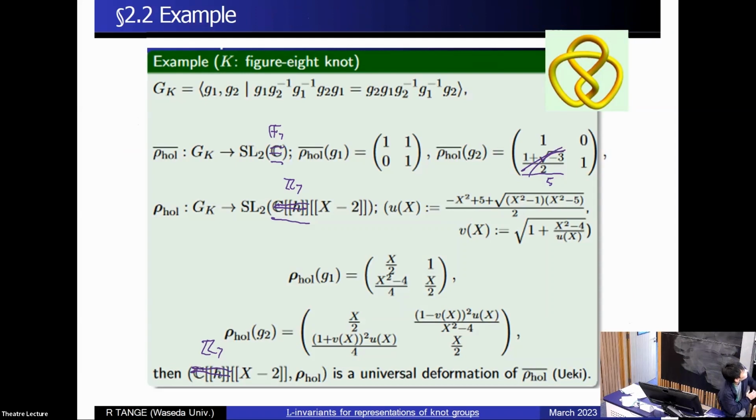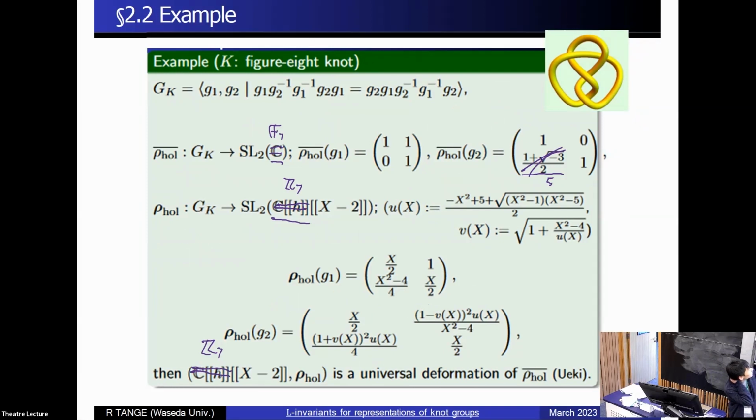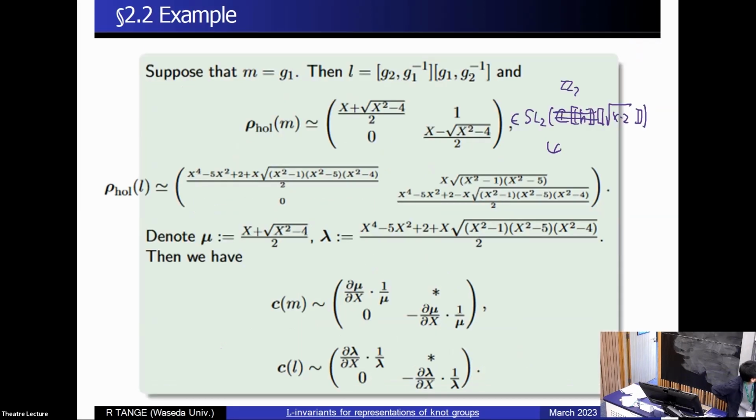So as before, for the figure-eight knot case, we have this kind of holonomy representation, and for simplicity we consider again the finite field F7, and we consider this universal deformation of the holonomy representation, and this is done by Ueki-san. And we can regard this as a power series in the variable x minus 2. However, by considering the eigenvalue, we must consider the square root of x minus 2. So maybe we need some more rigorous arguments, but I'm not going into details here.